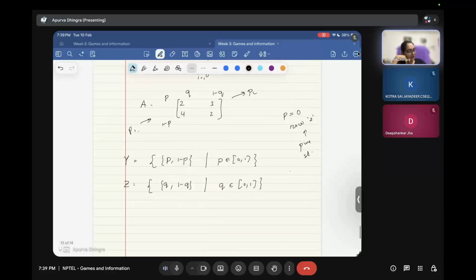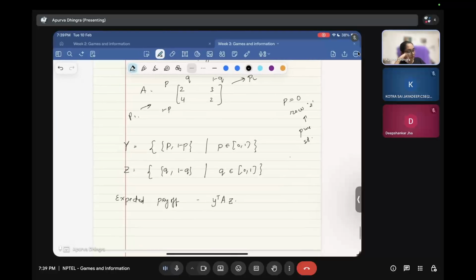So then the expected payoff for a choice of p and q would be this: y transpose A z. If you want to do it more carefully, you could actually calculate it and find out what that is. So here, we're taking y to be p, 1 minus p.